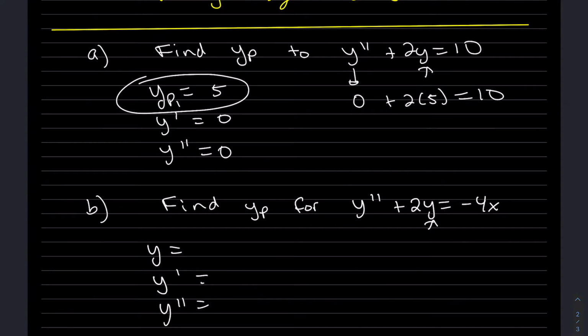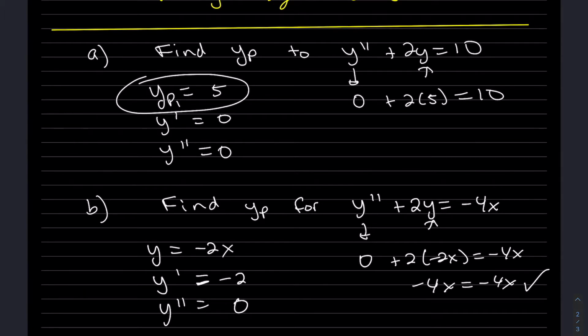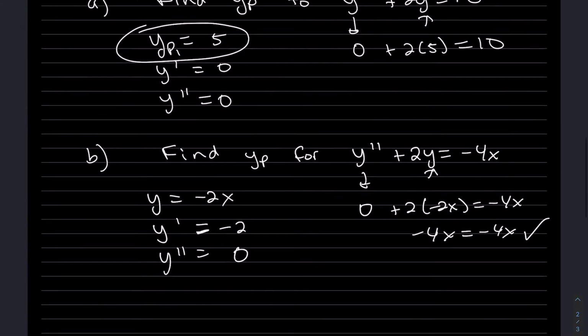Well, let's try what we just did last time. y times what is minus 4x? How about minus 2? And we'll need an x there. So the first derivative is minus 2. And the second derivative does 0 out. So that, I think, does work. Yep. It works. That's a solution.